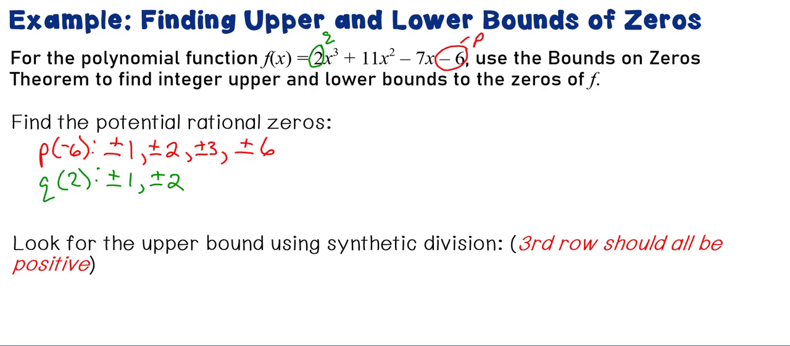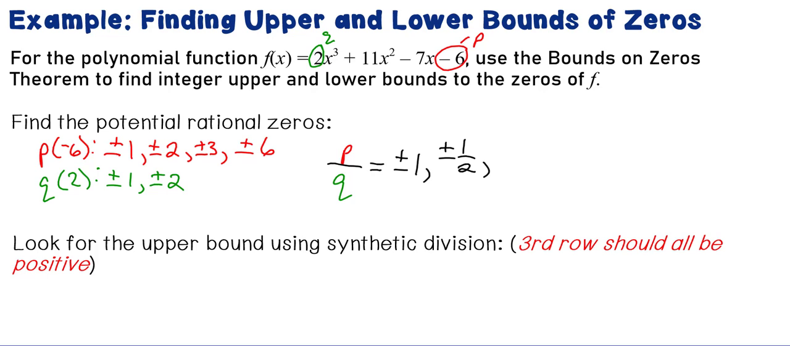So now we need to find our potential zeros, which is p divided by q. And that is going to equal, let's see, 1 divided by 1 is 1, so it's plus or minus 1. 1 divided by 2 is 1/2, so that's plus or minus 1/2.